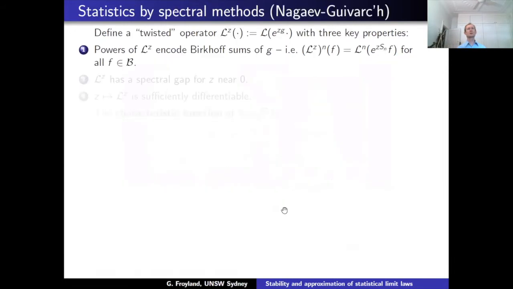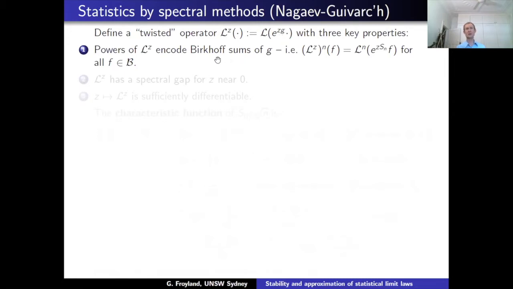Okay, so on this slide, I want to sketch how you prove the deterministic CLT using transfer operators. You're going to need what is called a twisted transfer operator. So you make this new operator with a complex twist. Z is just a complex number. You define this by using your original operator, but first you multiply your argument by e to the zG. G is the observation, Z is a complex number.